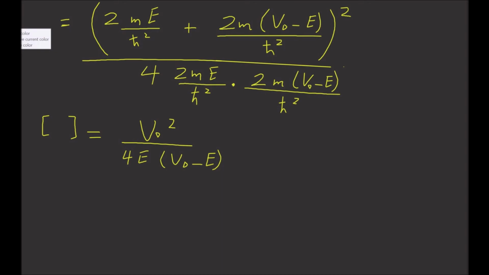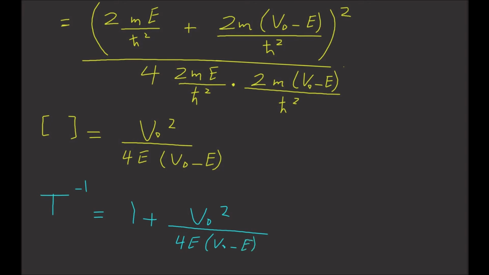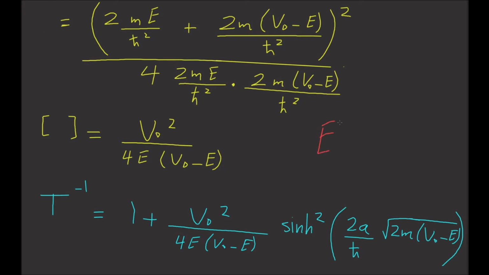we get the transmission coefficient T inverse equals 1 plus V naught square divided by 4 times E times V naught minus E, times sinh square of 2A divided by h bar, this is the L, right? Times 2 times m times V naught minus E. And there you have it. This is the transmission coefficient for the first scenario, this is when E is less than V naught.